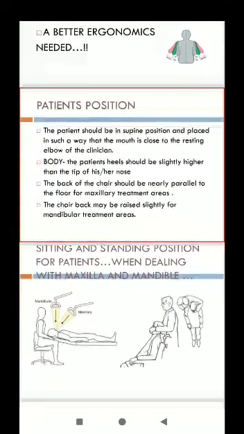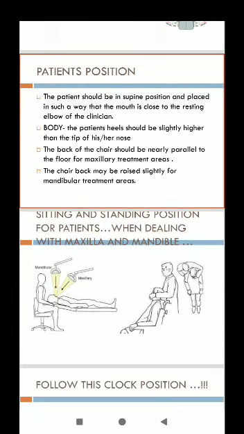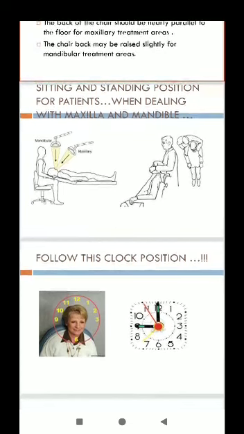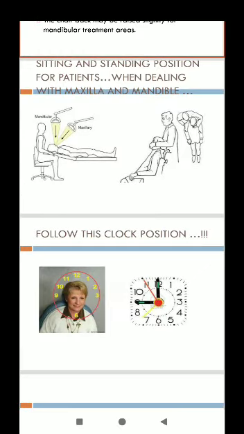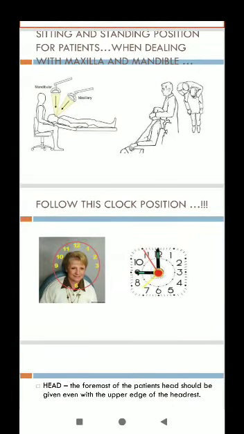So here you can see how the maxillary and mandibular areas of treatment are considered. In maxillary, you can see the chair is resting towards the clinician's elbow, and in mandibular we can raise up the chair. While taking the impression, we can completely put up the chair to the 90-degree position so that the mandible is totally accessible. So follow this clock position. According to the clock position, you can feasibly see how you can deal with the patient.